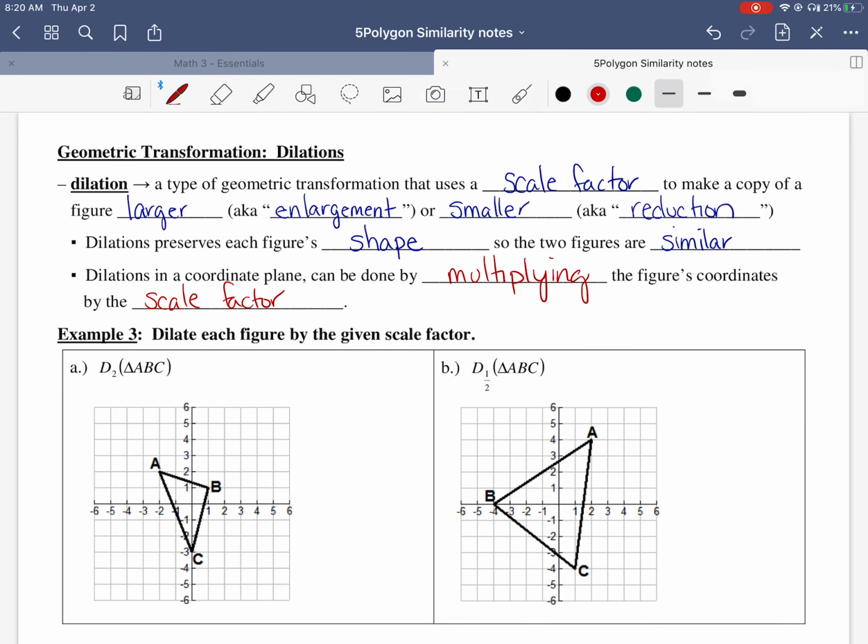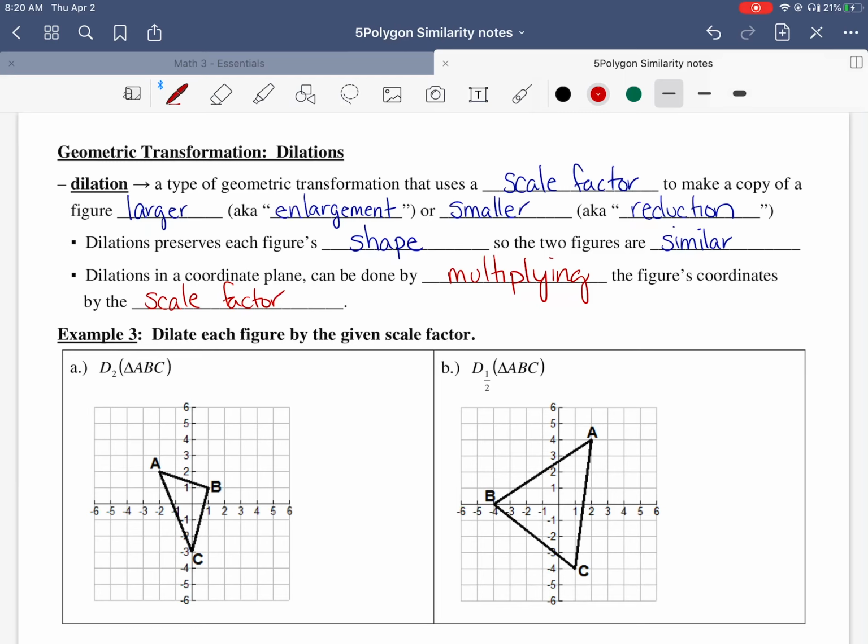All right, dilation. So remember we talked about transformations: rotations, reflections, and translations. Sorry, I went blank there for a minute. This one is dilations. We did not talk about this one at the same time because this time it is not rigid motion. It does change size. Dilation is a type of geometric transformation that uses a scale factor to make a copy of the figure larger or smaller.